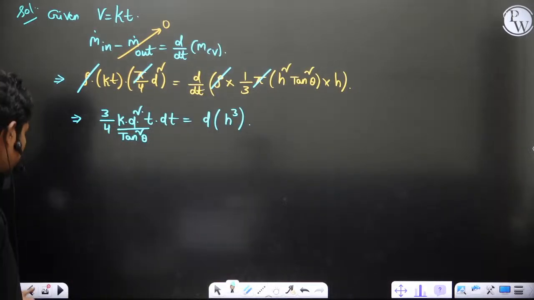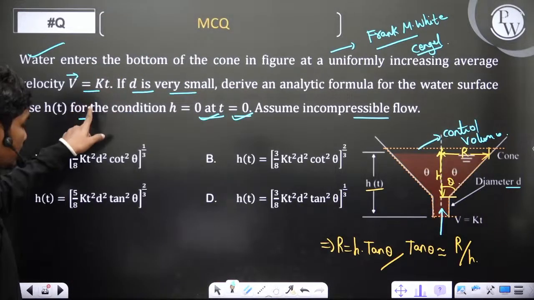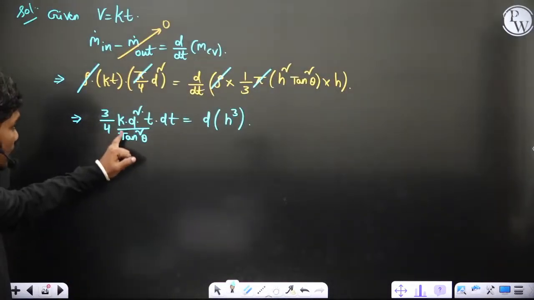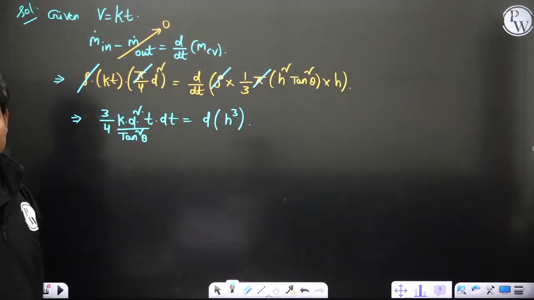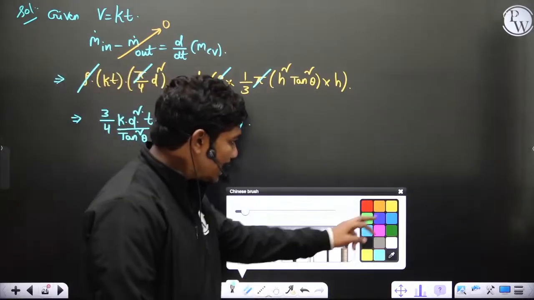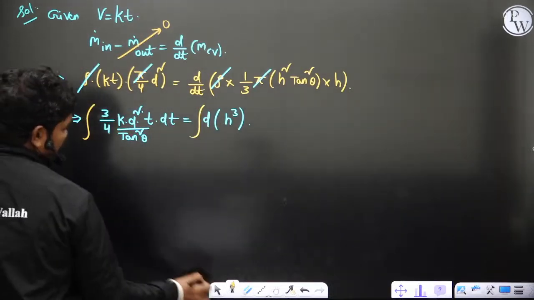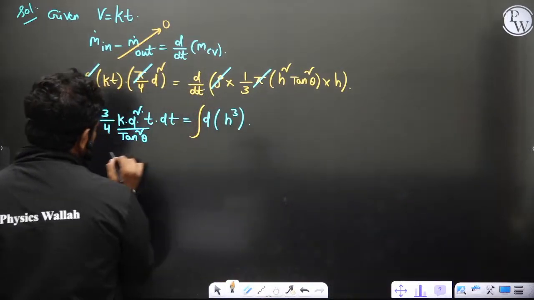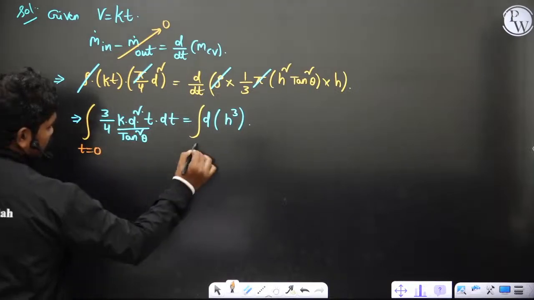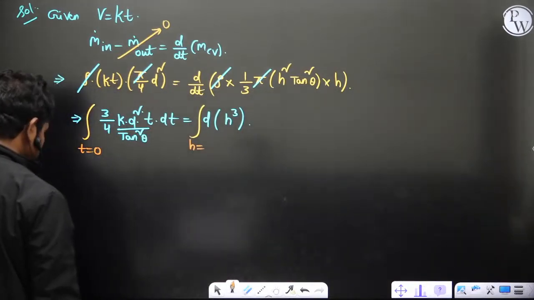Now k is constant, they have given you k, v is equal to kt, so k is some constant. So d square t by tan square theta into dt is equal to the derivative of h cube. Now to get the height of water level with time, you just have to integrate this. So if you integrate this, can anyone tell me at time t is equal to 0, what is the height h in this tank?